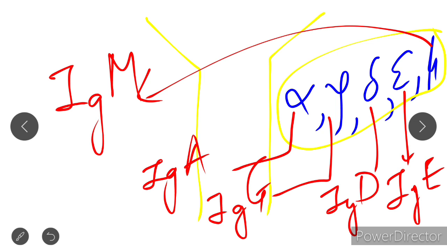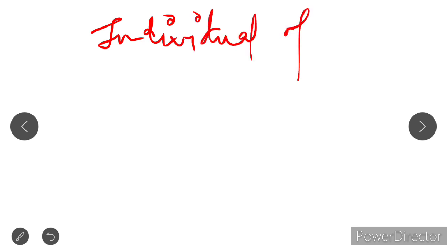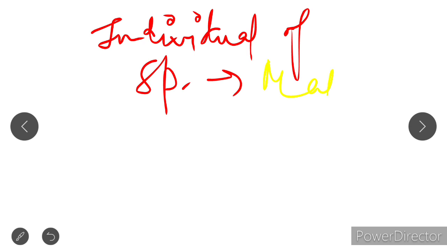Similarly, in the case of heavy chain as well, an individual of a species makes all heavy chains. But the major point is that if an immunoglobulin or antibody molecule is there, then only one class of antibody will be present. Suppose an individual makes all heavy chains, but in any one antibody molecule both heavy chains are identical.